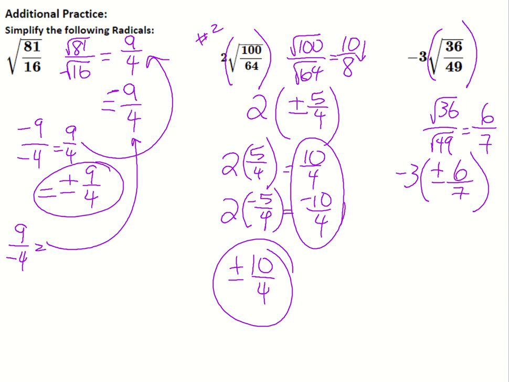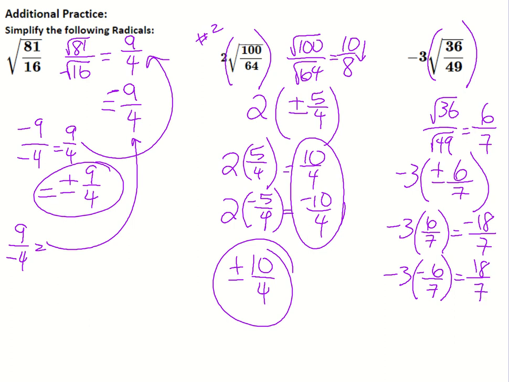Now, you can separate them like this if it makes more sense to you, which I'm going to do. So I'm going to go negative 3 times positive 6 over 7. I get negative 18 over 7. And then I'm going to take negative 3 and take the opposite, the second version of that, and I'm going to get positive 18 over 7.